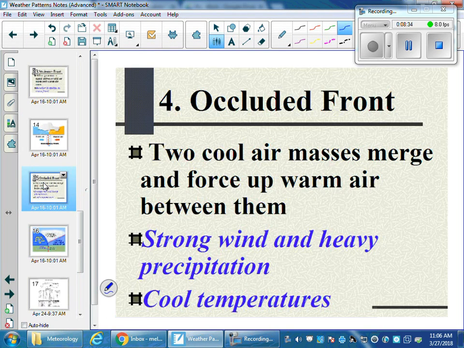The last type of front that we are going to talk about is what's called an occluded front. So for an occluded front to form, we have 2 cool air masses that merge and force up warm air between them. When this happens, we get strong wind, heavy precipitation, and cool temperatures. So this is kind of similar to a cold front. Occluded fronts do not happen frequently. They're rather rare compared to our other front types.